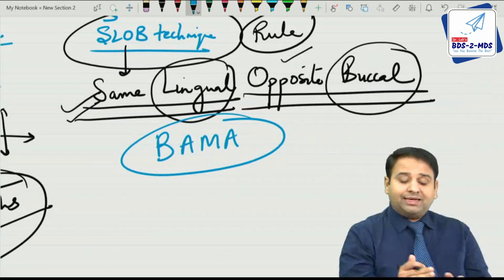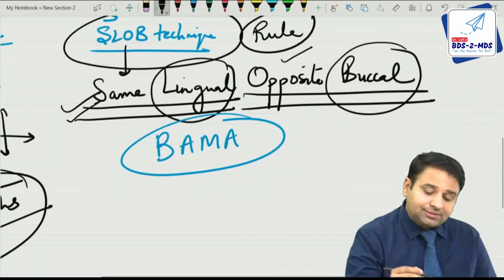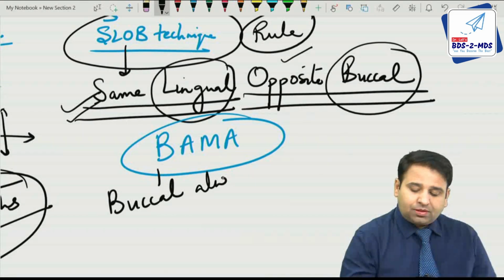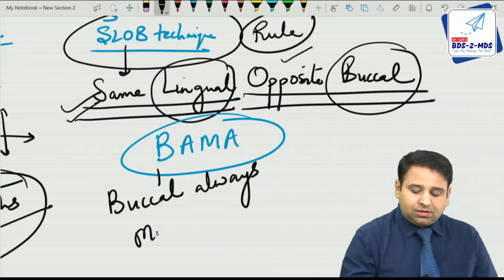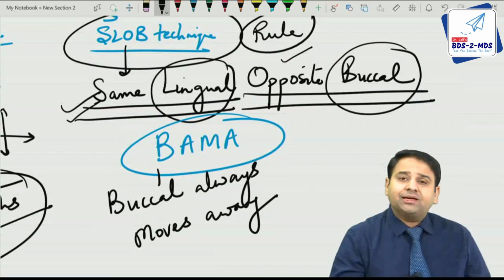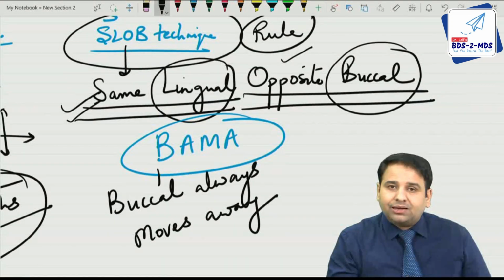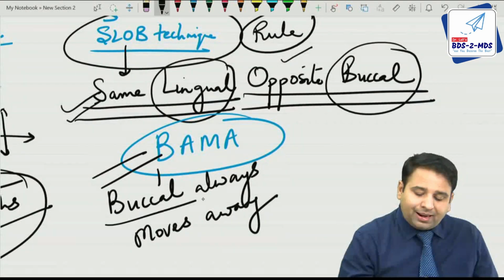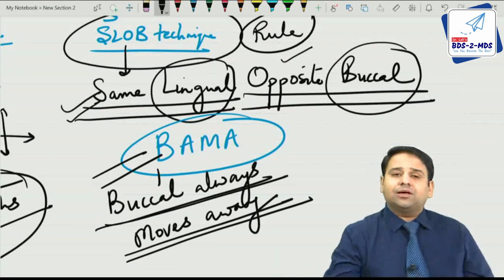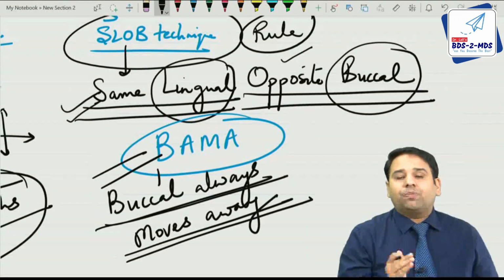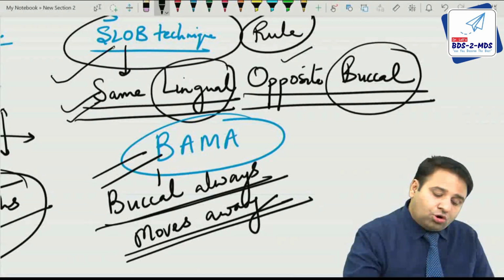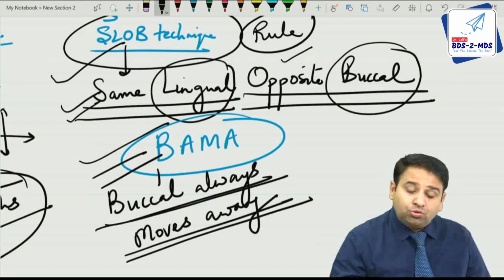What is Bama? Like SLOB, BAMA means buccal always moves away. Same lingual, opposite buccal. Similarly, it is BAMA, buccal always moves away. Buccal is always opposite. So buccal always moves in the opposite direction. So remember what is the SLOB rule and remember what is the BAMA rule.